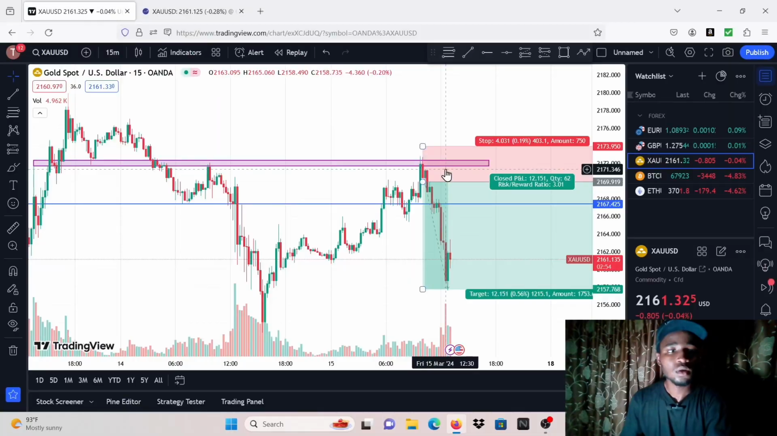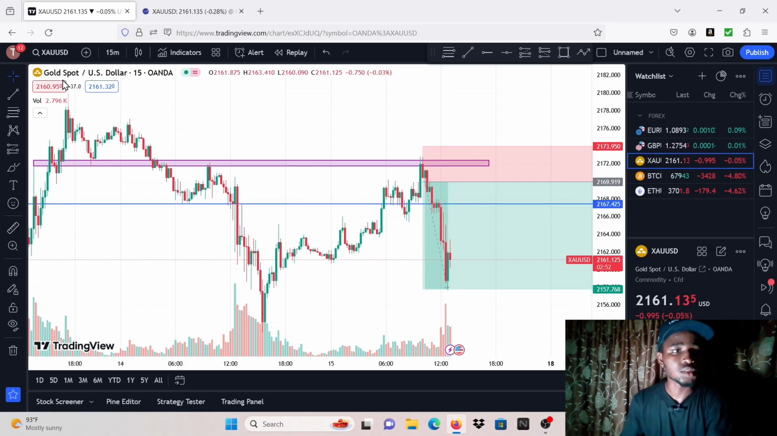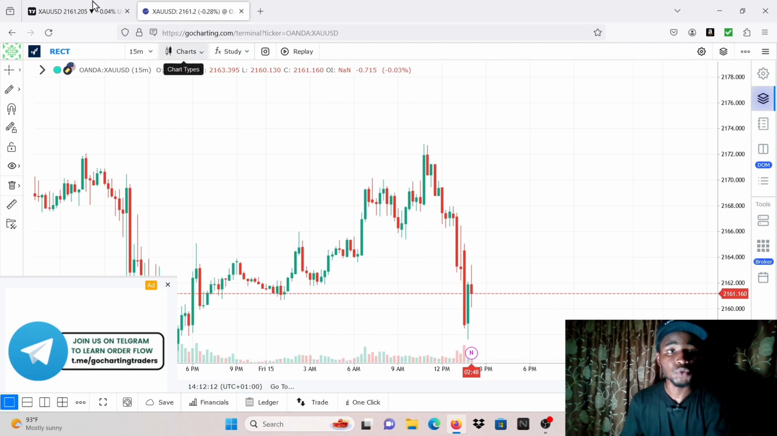Let's go into the chart and let me show you how the setup played out with the XAUUSD. Okay, we're currently on the chart and you can see that this is the gold USD. I have it open on TradingView and also have it open on goldcharting.com.